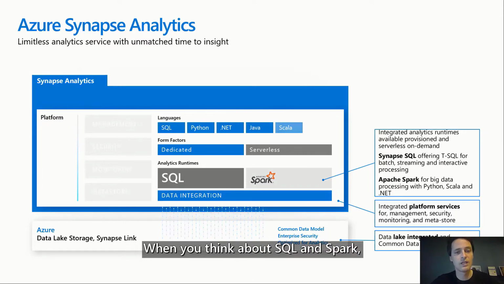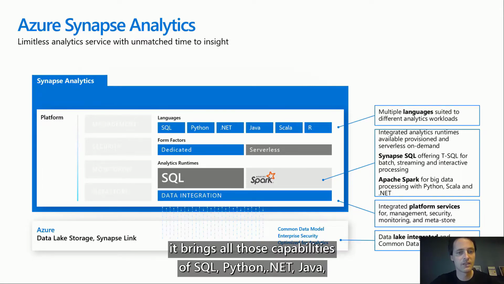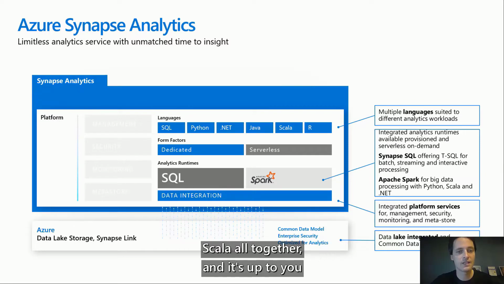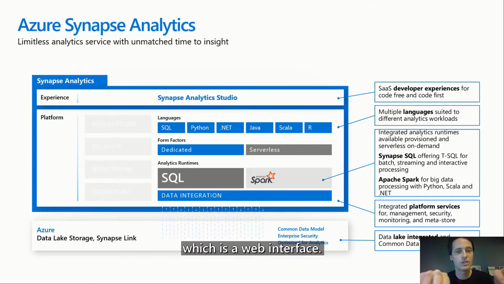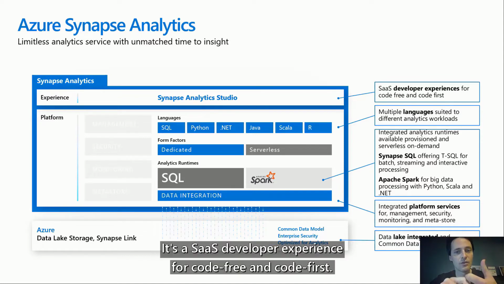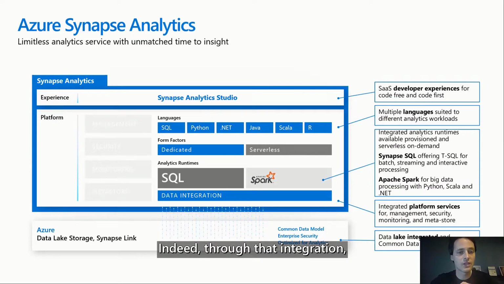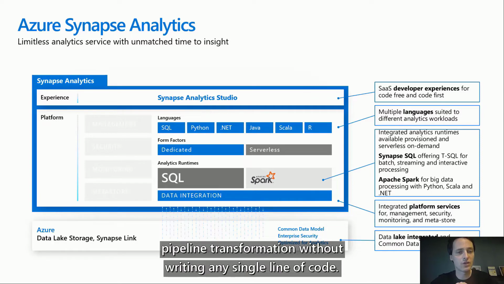When you think about SQL and Spark, it brings all those capabilities of SQL, Python, .NET, Java, and Scala together, and it's up to you to decide which engine you want to use. On top of that, you should think about the Synapse Analytics Studio, which is a web interface. It's a SaaS developer experience for code-free and code-first. Indeed, through data integration, you can already start creating pipelines and transformations without writing a single line of code.